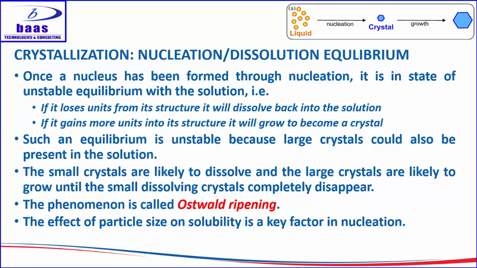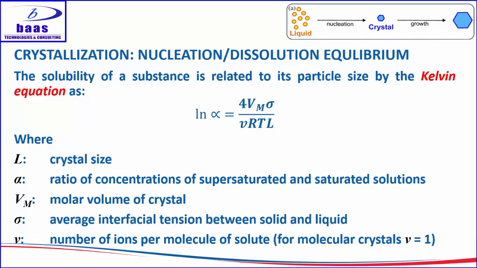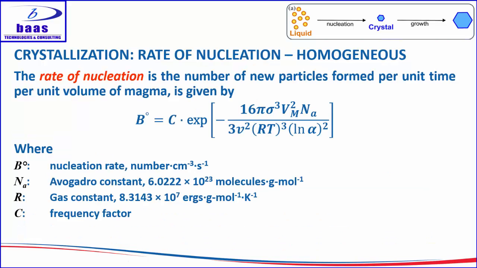The effect of particle size on solubility is a key factor in nucleation. The solubility of a substance is related to its particle size by the Kelvin equation given over here, where L is the crystal size and alpha is the ratio of concentration of supersaturated and unsaturated solution as we have defined previously, and Vm is the molar volume of crystal. Sigma is the average interfacial tension between solid and liquid.